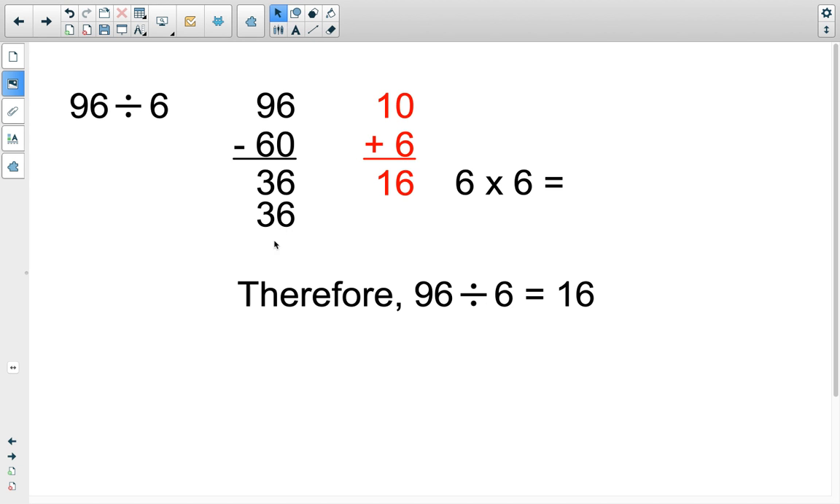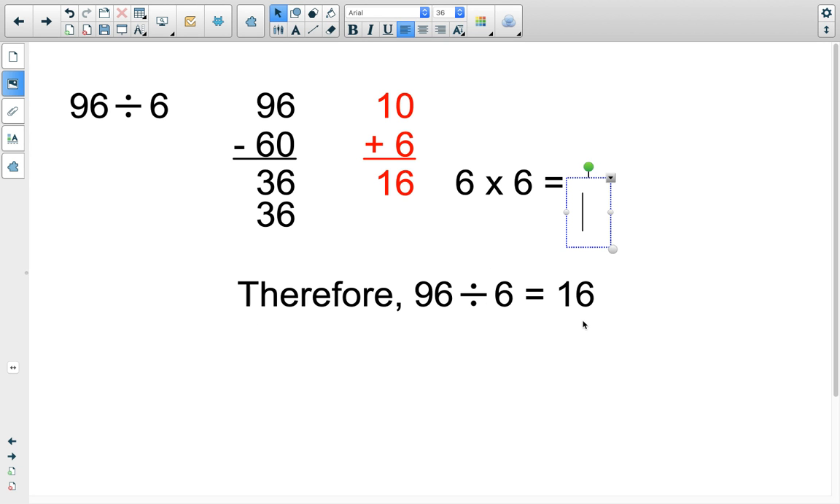So I've accounted for all the numbers. I add this up: 10 plus 6 is 16. And that's how many 6s I've accounted for and subtracted from 96. Therefore, I know 96 divided by 6 is in fact 16. So that's a neat way to do a sort of repeated addition version of this.